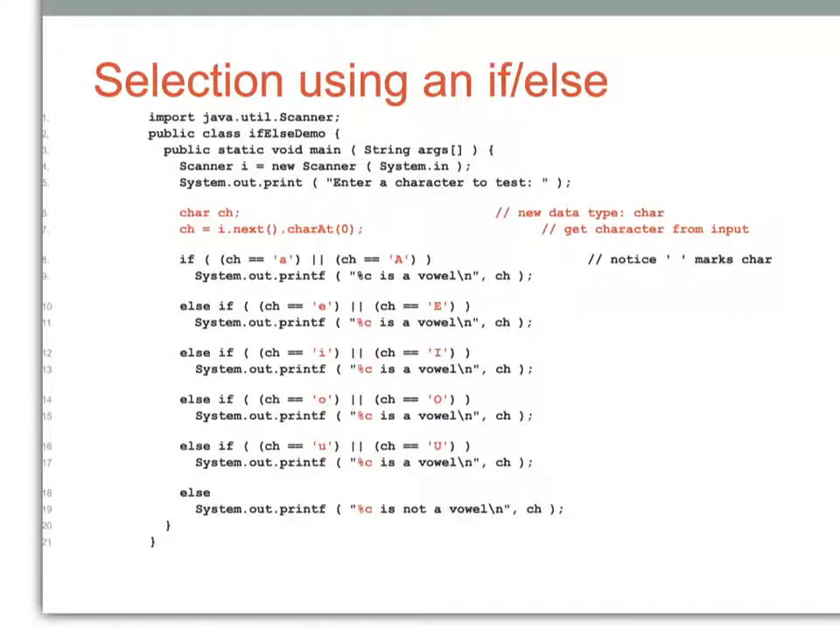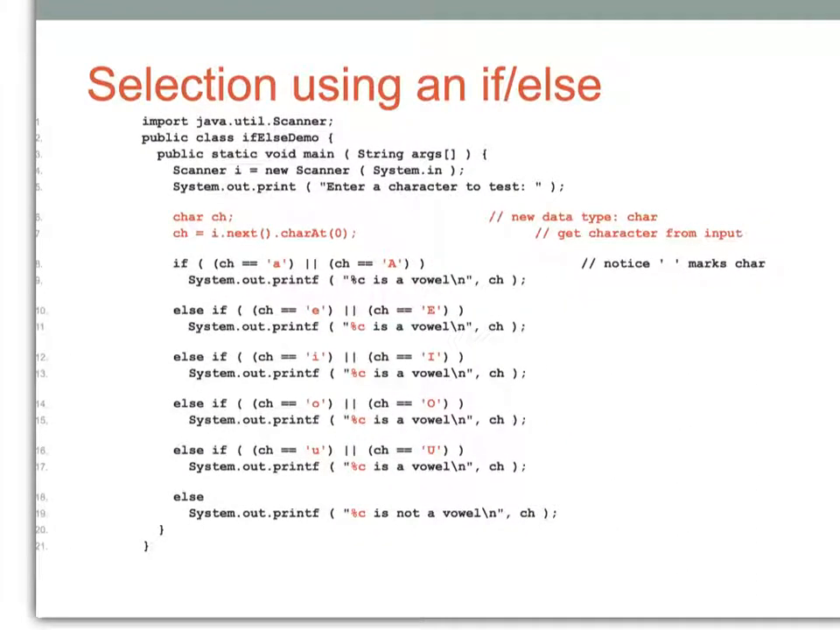Now, here we've got an example of a particular piece of code. If you read through it, it asks a person to enter a character to test, and it determines if the character that the person entered is a vowel. In this line, you see they're testing to see if the character entered is either a small a or a capital A. If it is one of those two options, then the program prints out that, assuming it's a little a, the little a is a vowel.